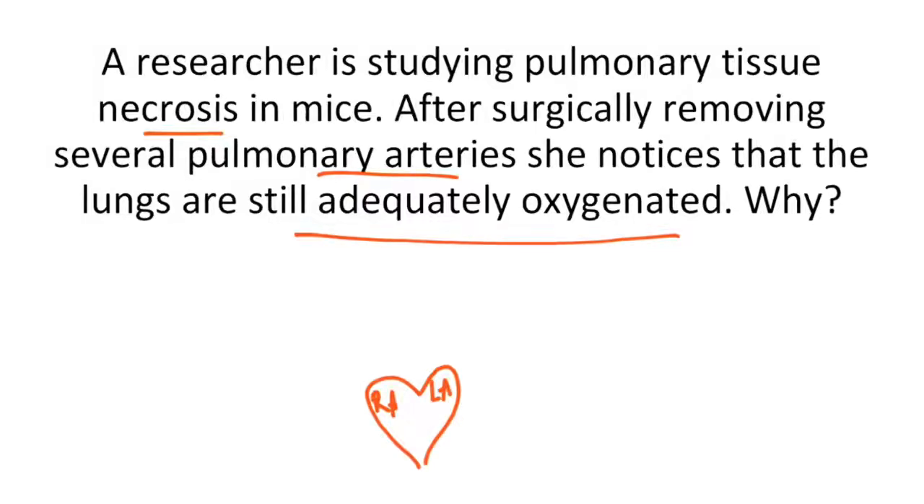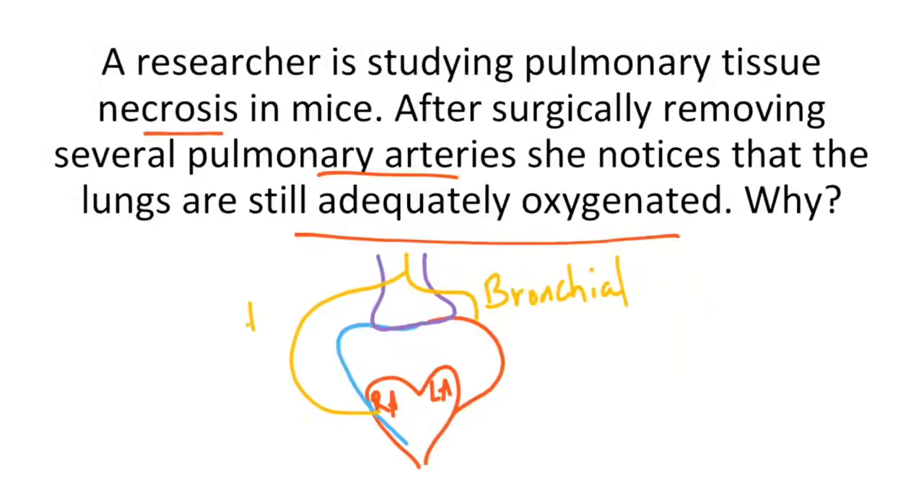So this is the right atrium and the left atrium. Here we have the pulmonary artery and the pulmonary vein. This is the alveoli, the bronchial artery, and we have the hemiazygous and the azygous veins. Recall that the pulmonary arteries supply blood to the alveoli and are also the primary blood supply to the lung parenchyma. However, the bronchial artery also supplies oxygen to the bronchi and offers collateral circulation to the lung parenchyma.